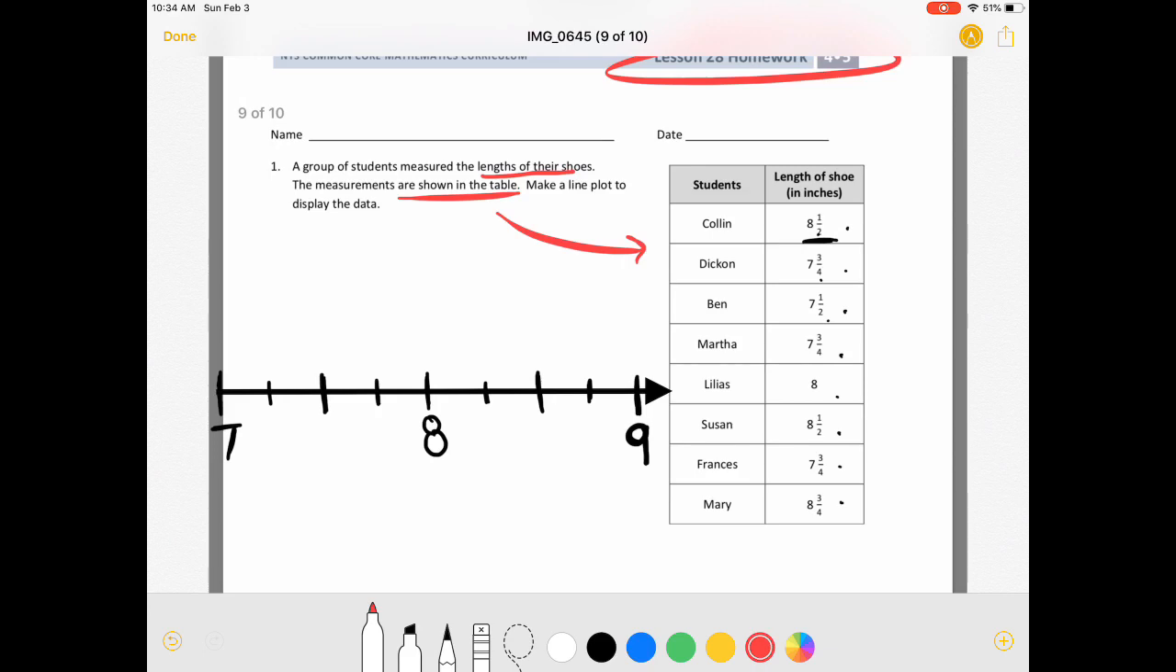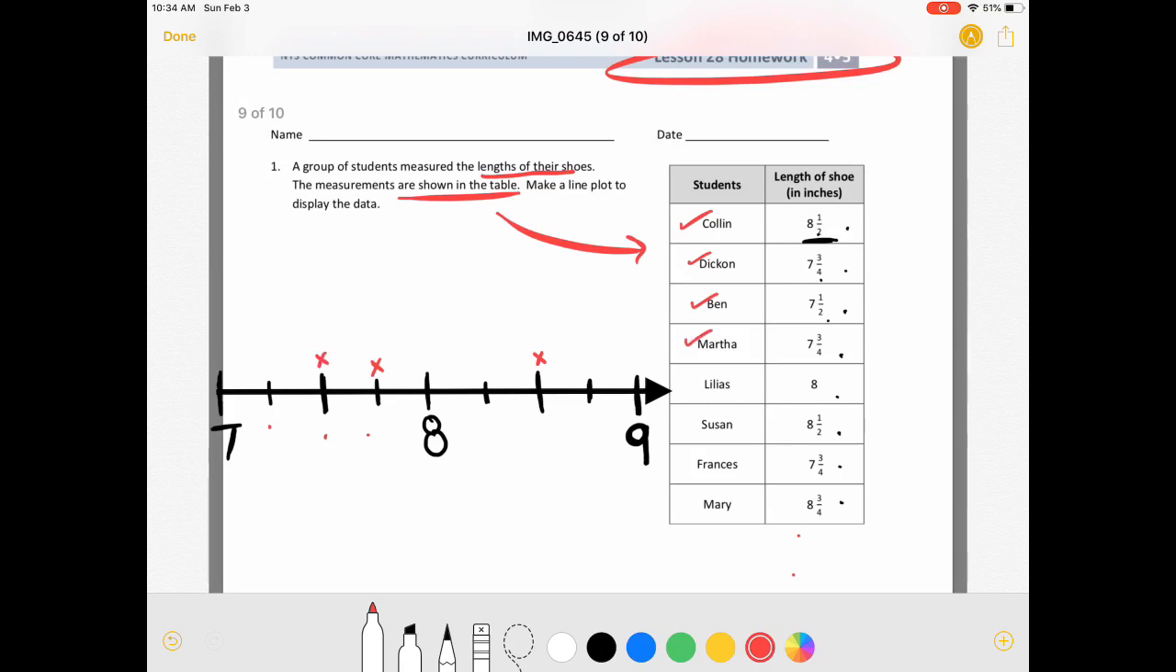So start with Colin. His shoes were 8.5 inches long, so I'm going to find 8.5, which would be halfway between 8 and 9, or 2/4, so I'm going to put an X there. Dickon had shoes that were 7 3/4 inches long, so I'm going to look at 7 and count up 3/4. 1, 2, 3. I'm going to put an X there. Ben had shoes that were 7.5 inches long, so he's going to go right between 7 and 8 right there.